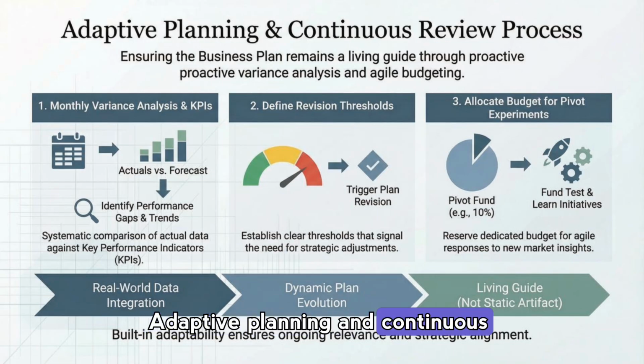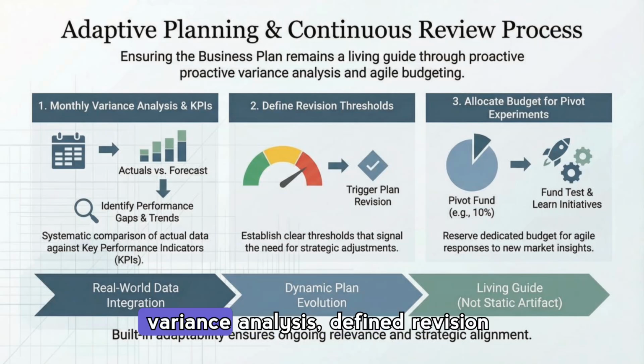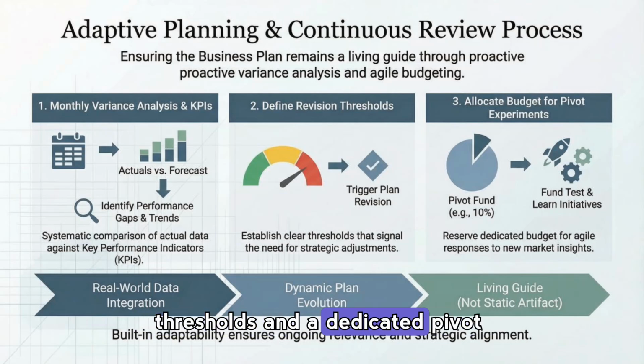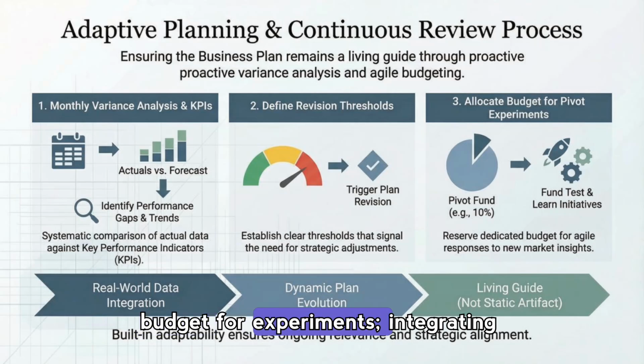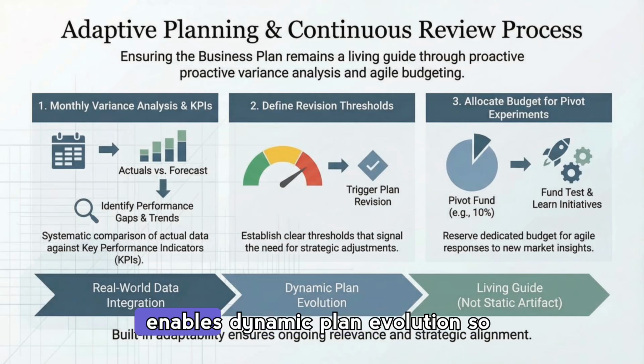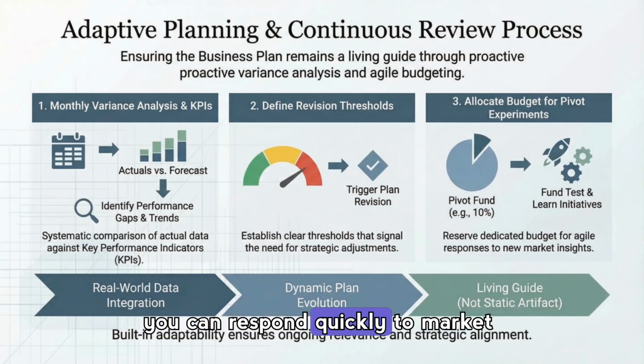Adaptive planning and continuous review keeps the business plan a living guide through monthly variance analysis, defined revision thresholds, and a dedicated pivot budget for experiments. Integrating real-world data and trigger points enables dynamic plan evolution so you can respond quickly to market signals while keeping strategic alignment and fiscal discipline.